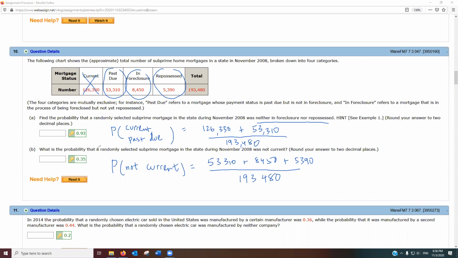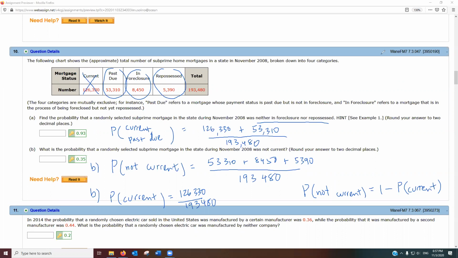Another way I could have worked out part B here is to find the probability that a mortgage is current. That would be 126,330 over 193,480. Then to find the probability of not current, I could just take 1 minus the probability that it is current. So I could use either one of these two methods for part B.